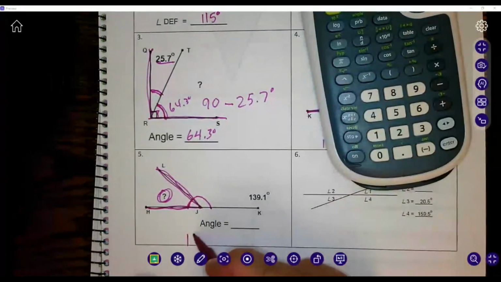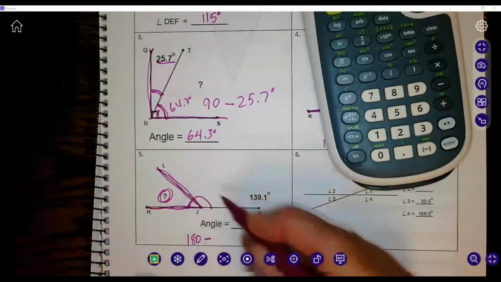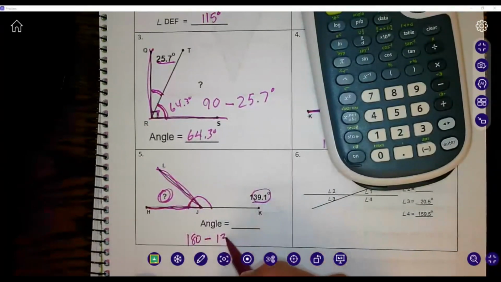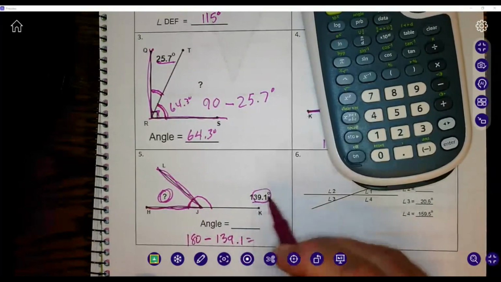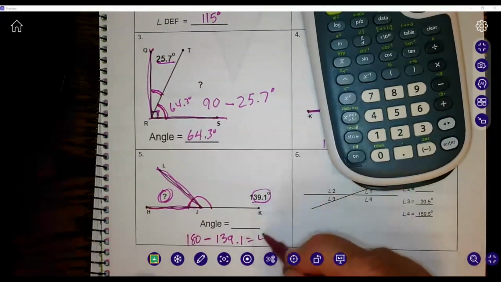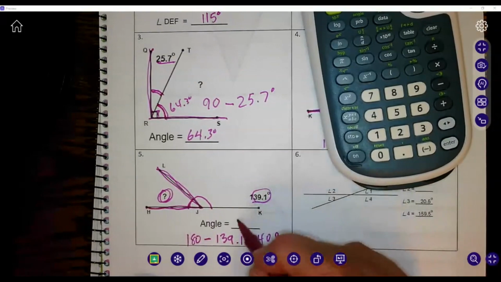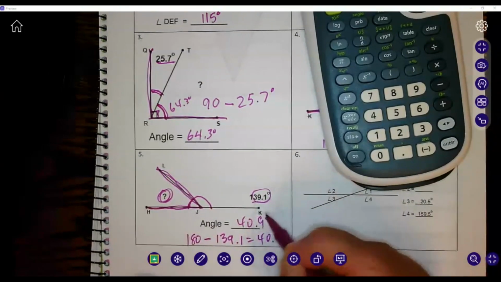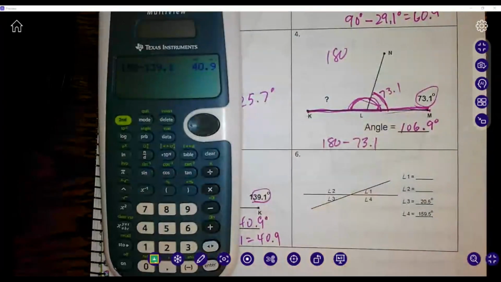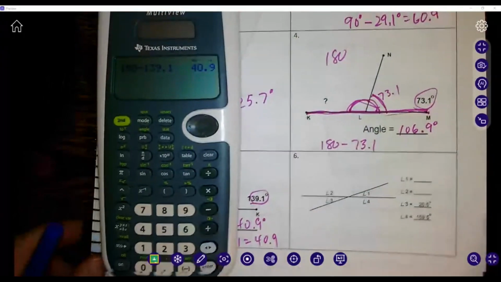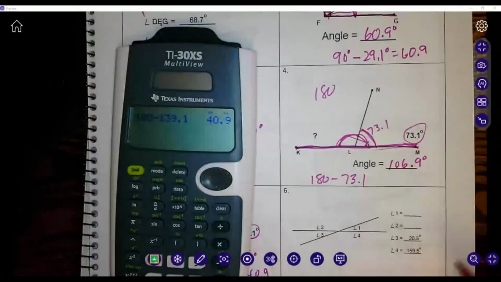We do 180 and we subtract the 139.1, and that gives us 40.9 degrees. Okay. Now let's look at number 6.